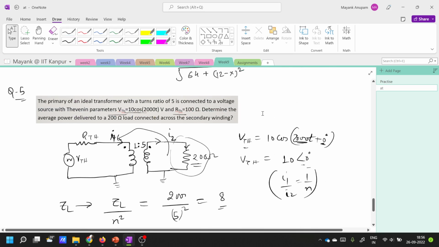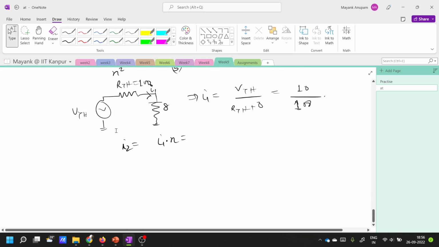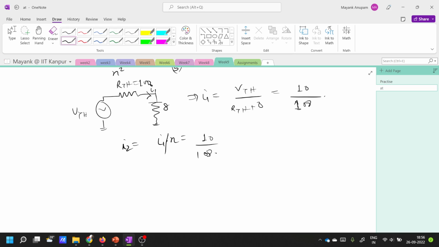No, sorry, I made a mistake here. The turns ratio is 1:5, right? So it will be inverse, so it is n. So I2 in this case will become I1 by n. So in this case it becomes 10 divided by 108 into 5, 2 by 108, or 1 by 54, right?